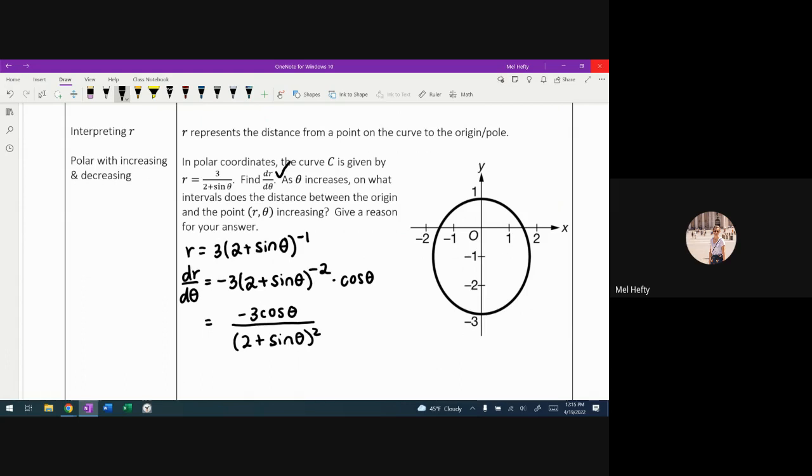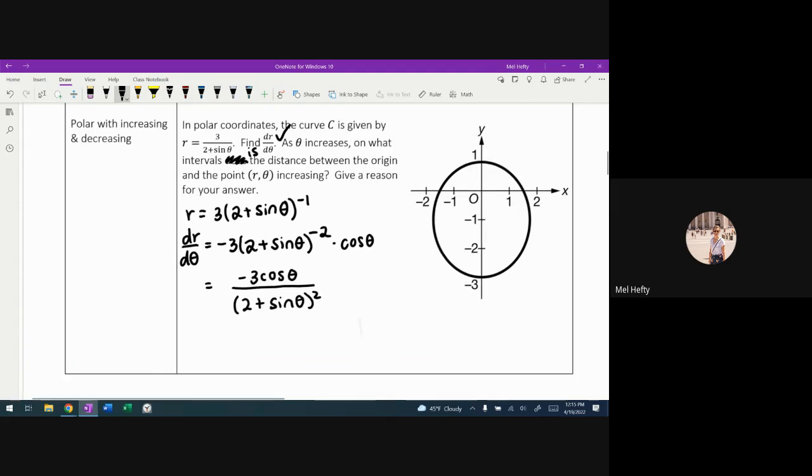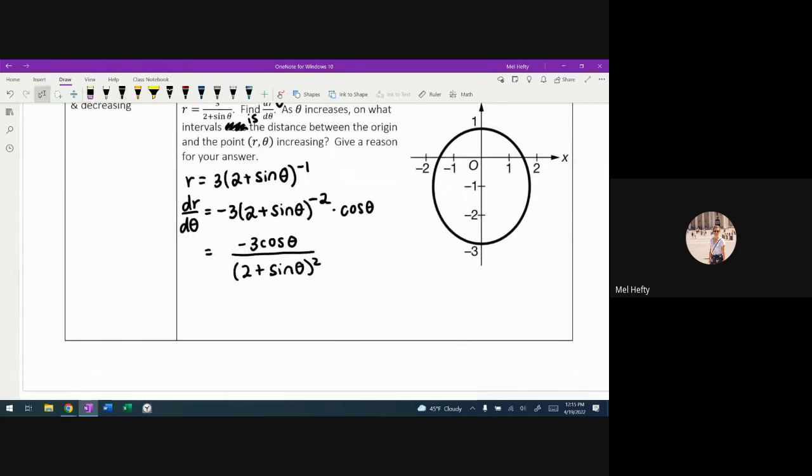This is now asking me, as theta increases, on what intervals is the distance between the origin and the point r comma theta increasing? So this is essentially just asking us to find when something is increasing. Great, I have a very good connection to some AB calculus. How do I find when something's increasing? What's positive? Yes, so I essentially need to find when dr d theta is positive. How could I figure that out? What tool might I use? How can we find those intervals?